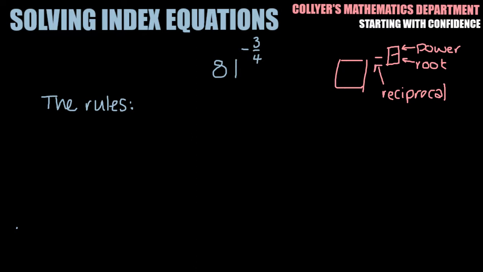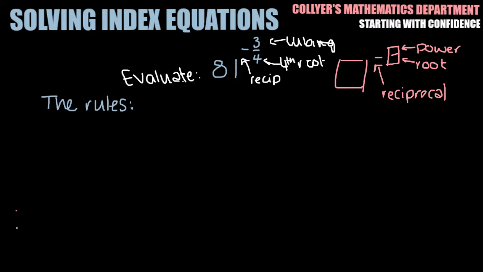So what we've got going on in this expression, if I'm asked to evaluate, that means to give a value for. If I'm asked to evaluate this expression here, I've got the 4th root. I'm cubing, and I am reciprocating. So I'm flipping upside down. And so the things to think about are, which order do you want to do them in? What's going to make things simplest?